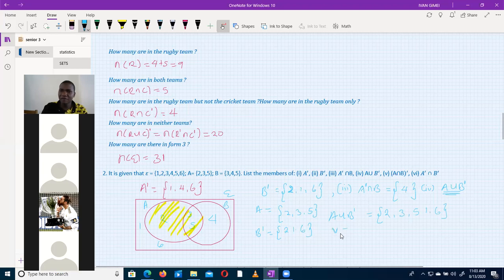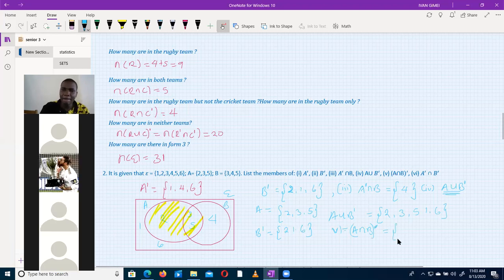Then Roman number 5, they are saying A intersection B complement. What are the elements of this set? 1 and 6. Somebody says 2, 4, 1 and 6. Do we understand why it is like this? So I simply look at my set A intersection B. A intersection B has 3, 5. That's my set A intersection B.